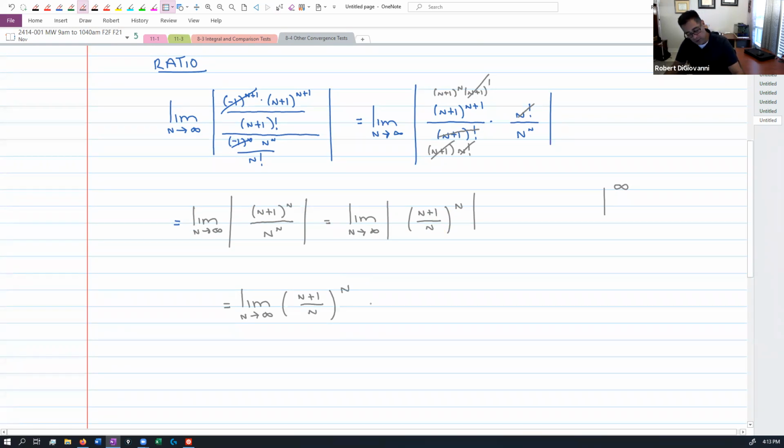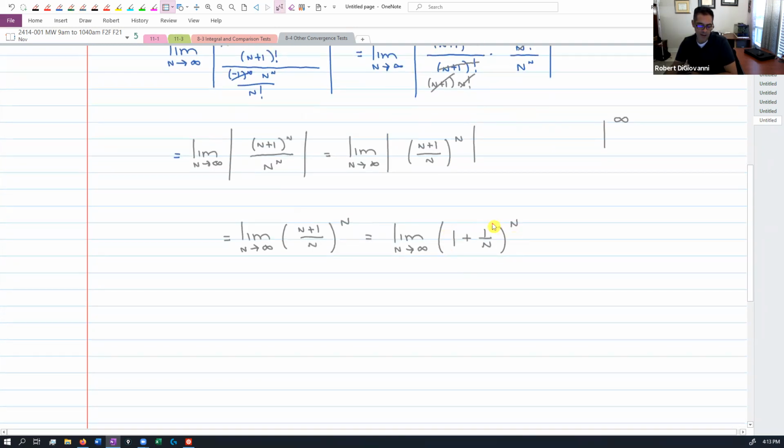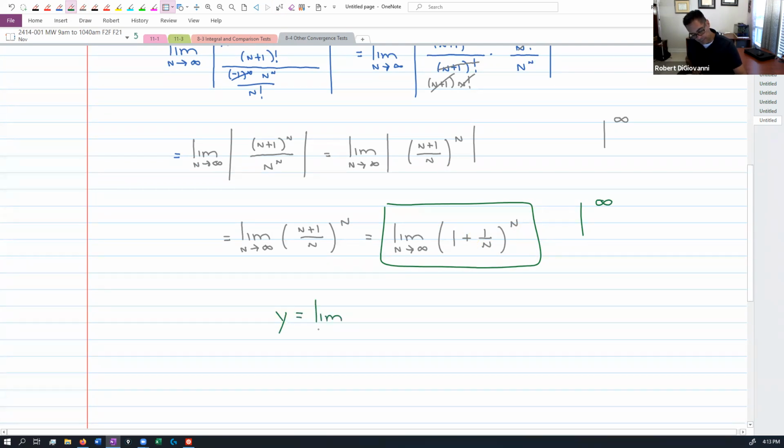Well, one thing I could do is, because I have two terms over one term on the inside, I can split it into two: n over n plus 1 over n, to the n. Some of y'all might recognize that limit. It's a very, very special limit. I'm going to act like you don't know what it is, and I'm going to go through the Cal 1 technique on how to solve this. This is what we do anytime we see 1 to the infinity. We call this limit that we're looking for y. So we're trying to find out what y is.